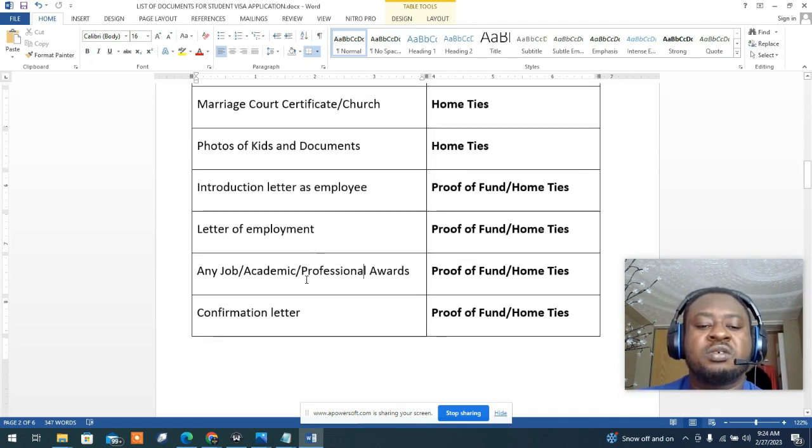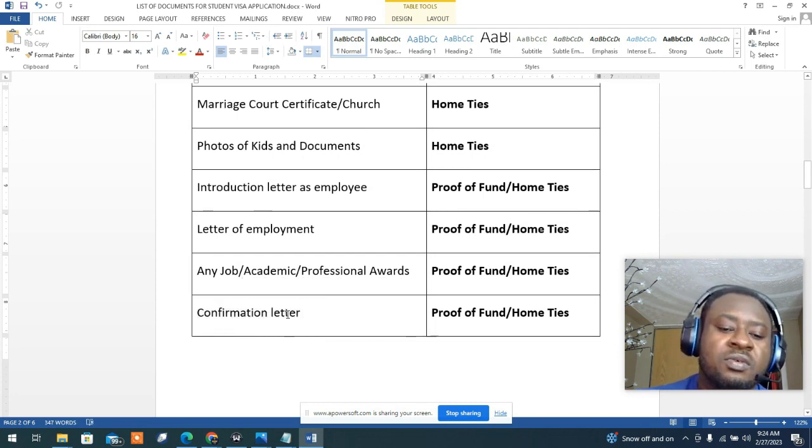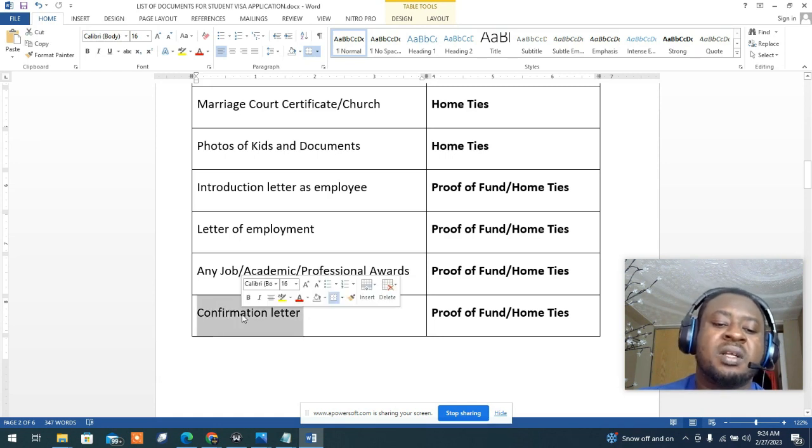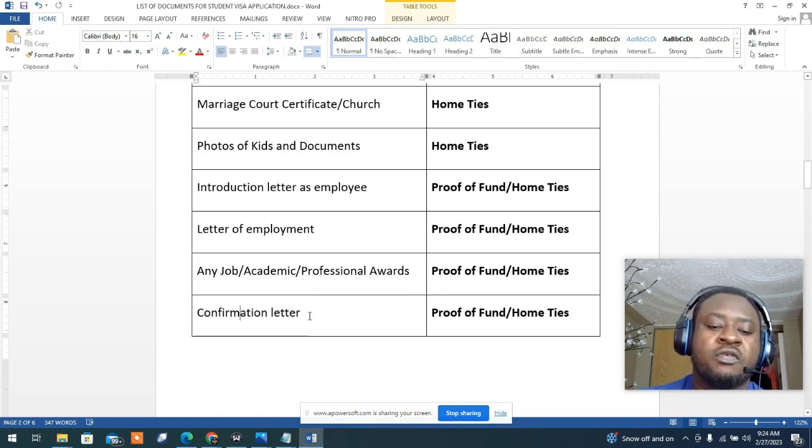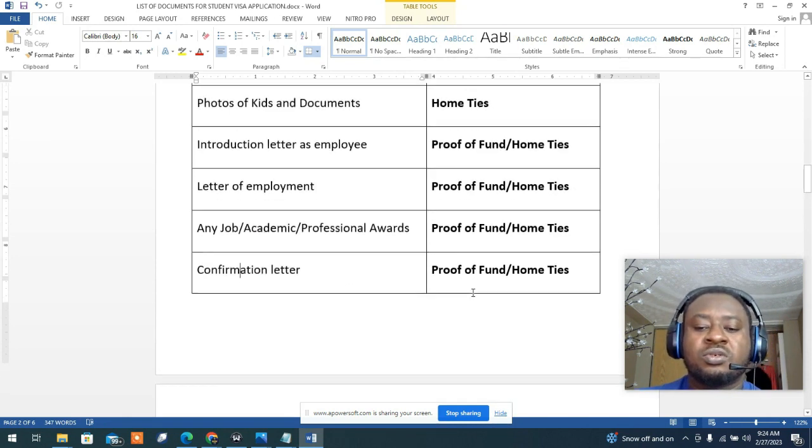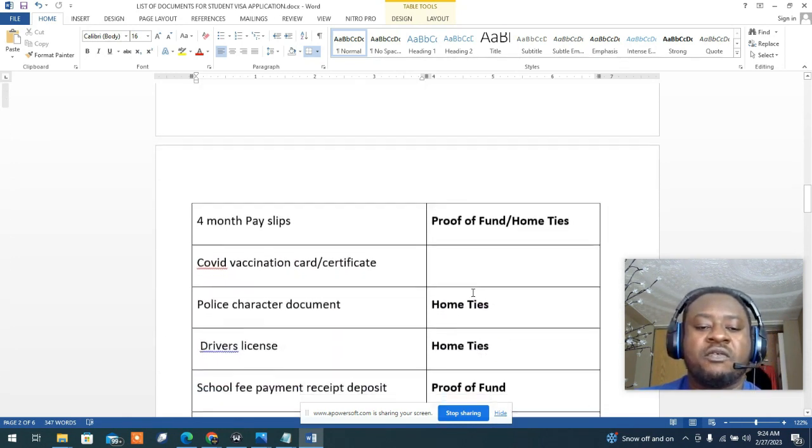Then we'll talk about the confirmation letter. There are some companies that when they employ you, they put you on probation. So when they confirm your appointment, they will issue you a confirmation letter. So you can also include that. It's a strong home ties and proof of funds.